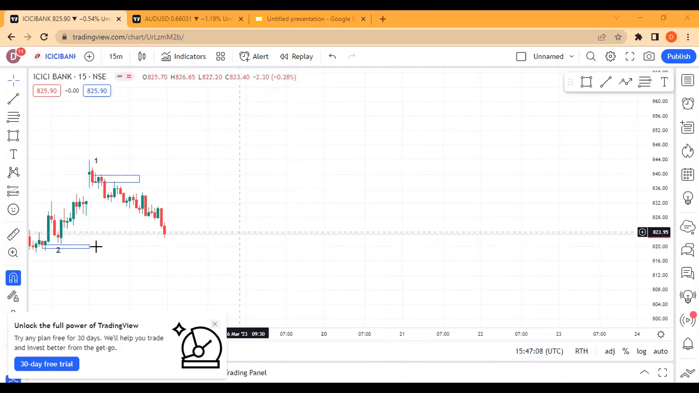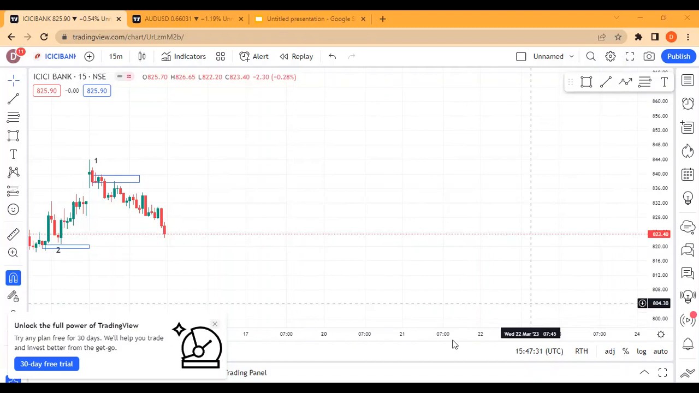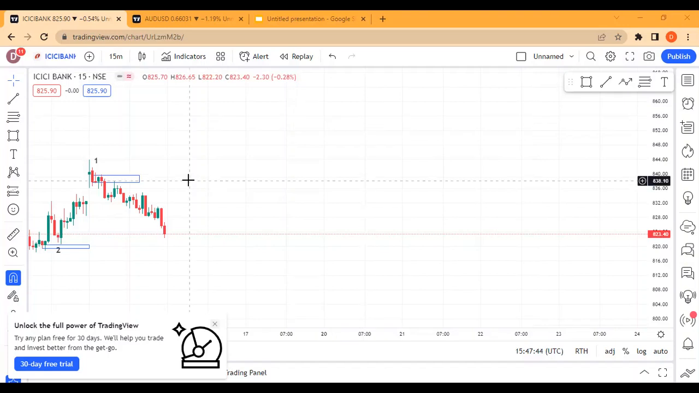Let me show you something here. Let me zoom in and see. Sorry, the market is closed actually. The price is not moving. You can see we have 823.40. The price is not moving, so it shows that the market is closed. Do you believe with me that this is a live market? It's closed, so the market is not moving again.